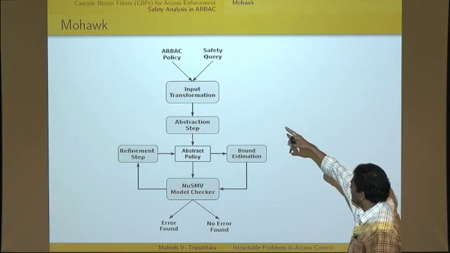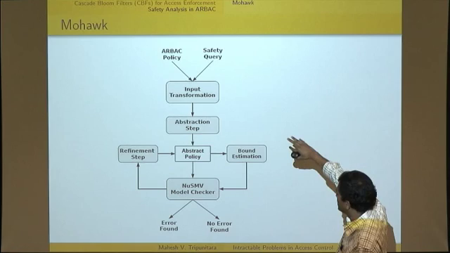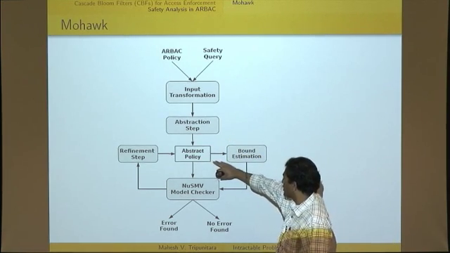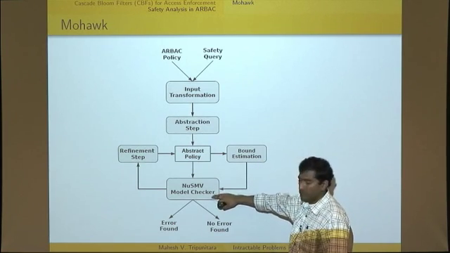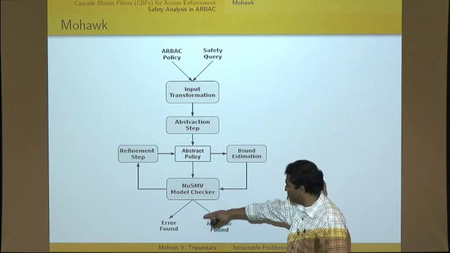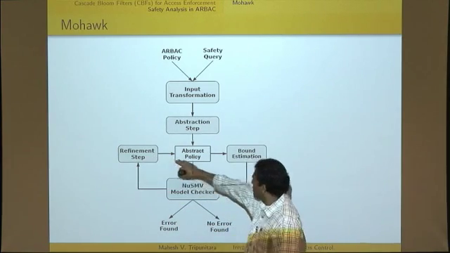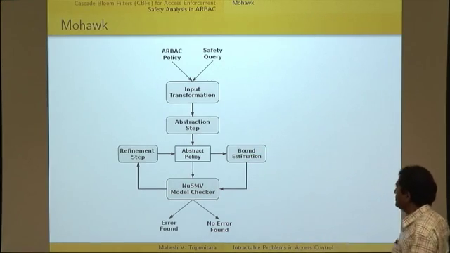Right, so we're going to take the policy and the safety query. We're going to do some mundane transformation. We're going to do the abstraction, so we have the abstract policy. We're going to estimate a bound on it, and then we're going to invoke NuSMV. If we get a violation of safety, which we call an error, then we're done. Otherwise, we're going to refine, estimate a new bound, and then invoke NuSMV again.